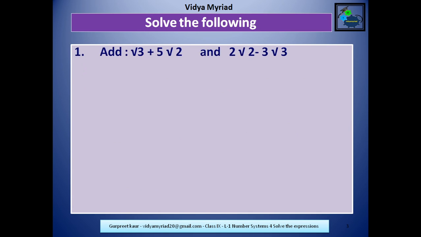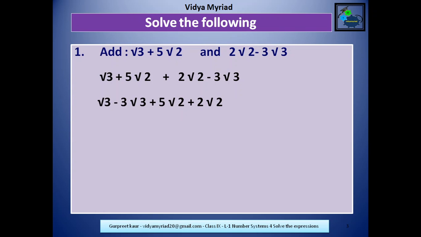Let us solve the expression: add root 3 plus 5 root 2 and 2 root 2 minus 3 root 3. First of all, I will write it by putting an add sign in between, and then I will rearrange it. That means I will take root 3 together and root 2 part together, considering as like terms, and then I will further solve it. Now what will be root 3 minus 3 root 3? It will be minus 2 root 3. And what will be 5 root 2 plus 2 root 2? It will be 7 root 2. So I can write it like this.